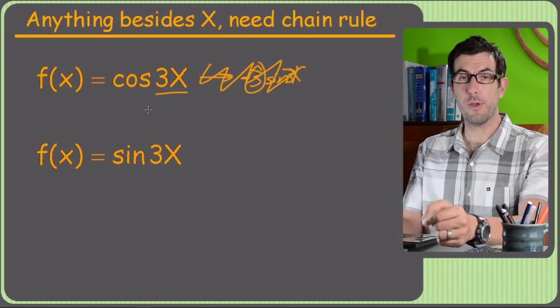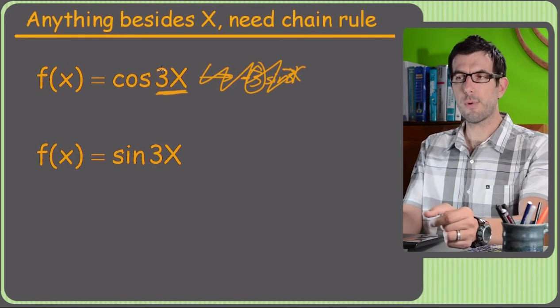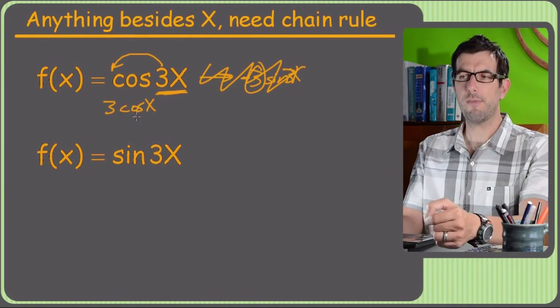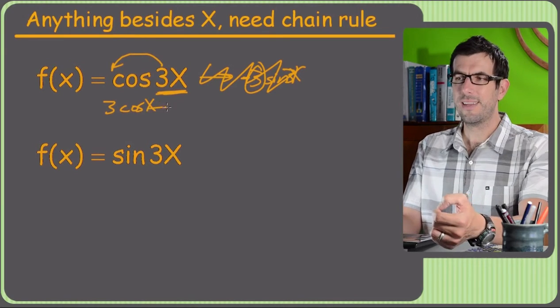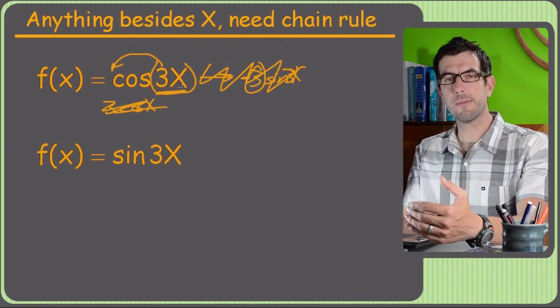I'm not going to go into that now. I just wanted to point out when you have to use the chain rule, and this is one of those times. You can't just take a 3 outside. I have students all the time who ask, can't I just move this 3 to here and rewrite this as 3 cosine x, and then take the derivative as if it was 3 cosine x?